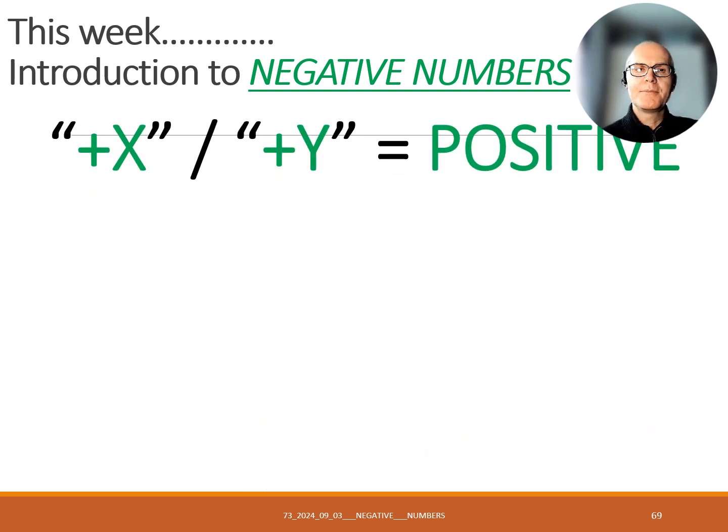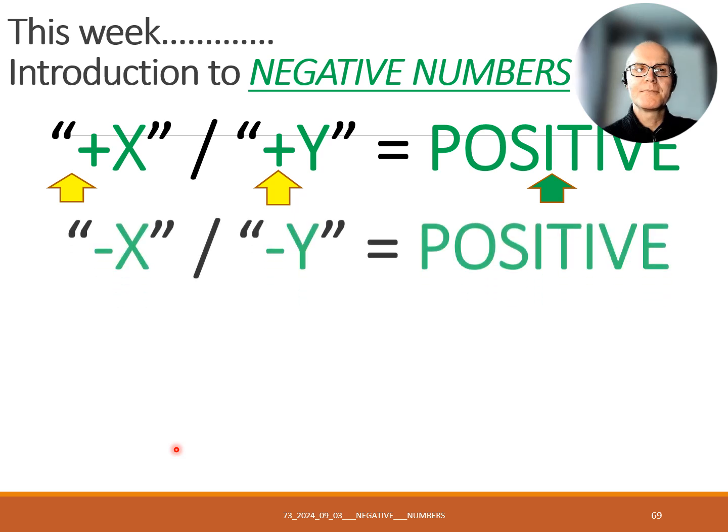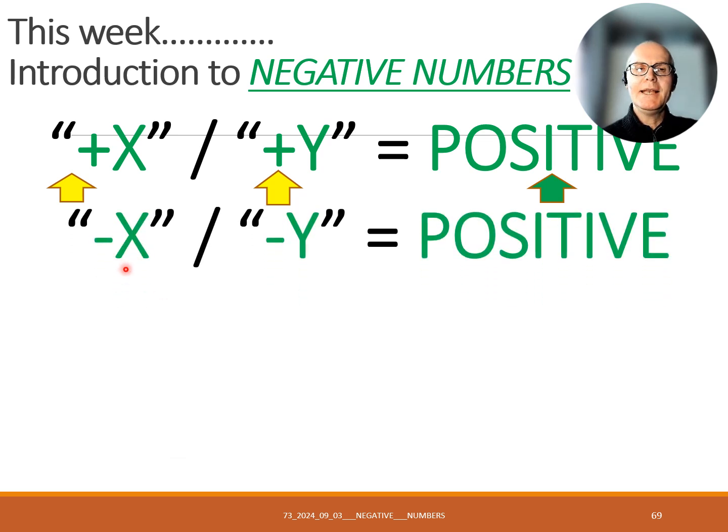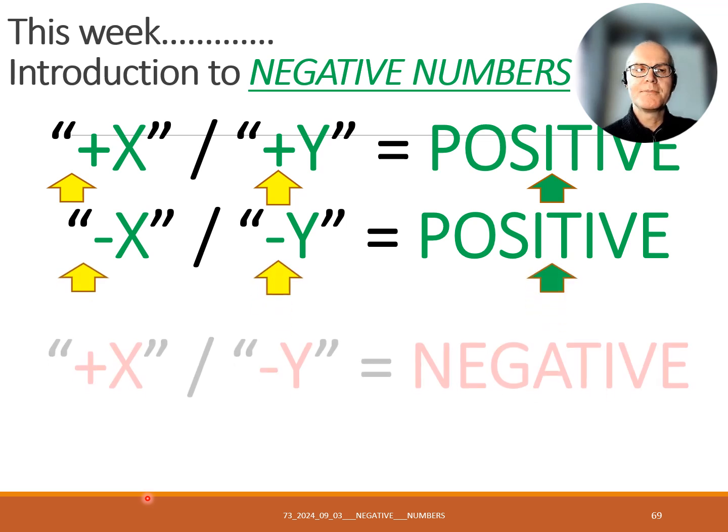Let's look at division now. Any positive divided by any positive equals positive result. Positive divided by a positive equals positive result. Any negative number divided by any negative number equals positive result. Negative divided by a negative equals positive result.